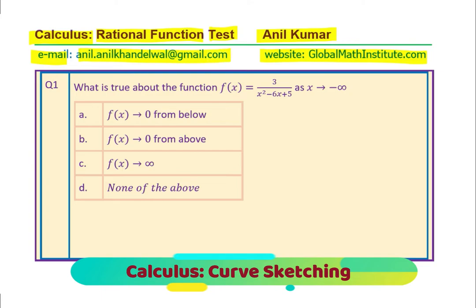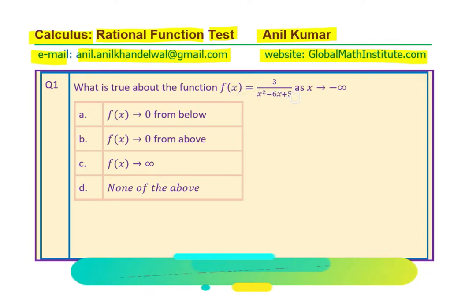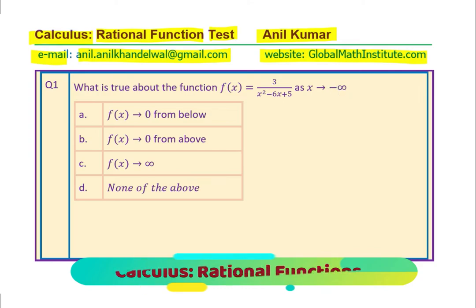Let us now look into the questions. Question number 1. What is true about the function f of x equals 3 over x squared minus 6x plus 5 as x approaches minus infinity? 4 options are given to us.